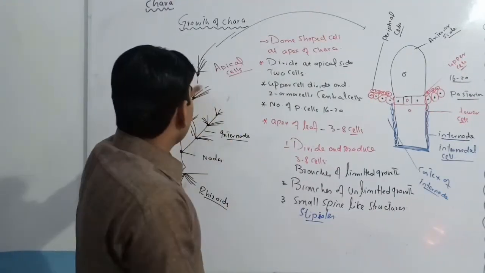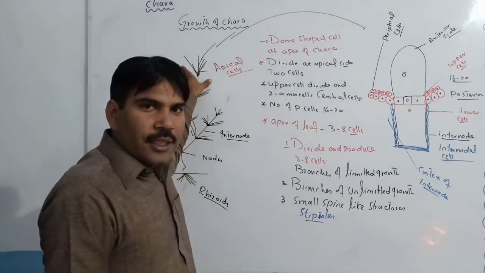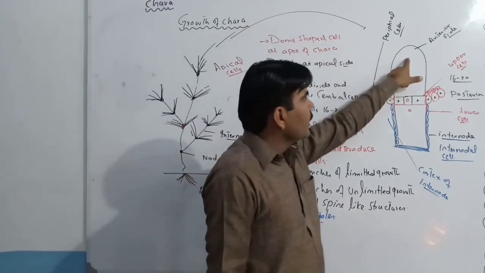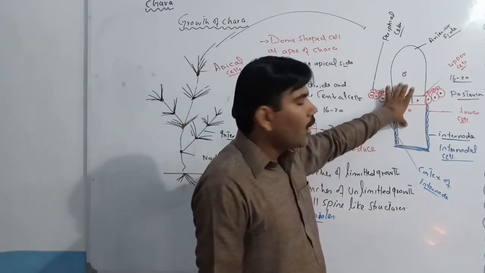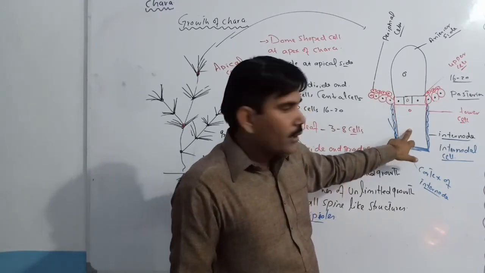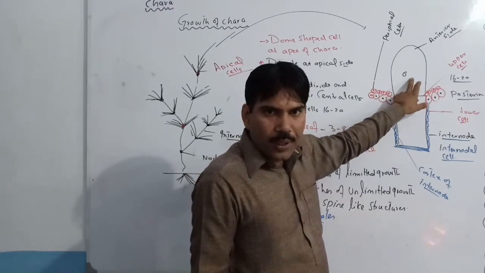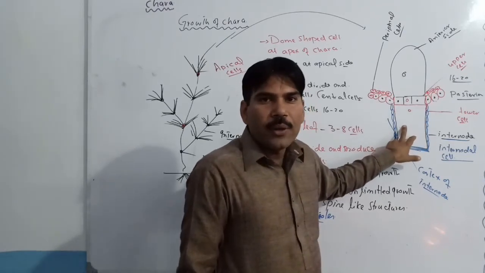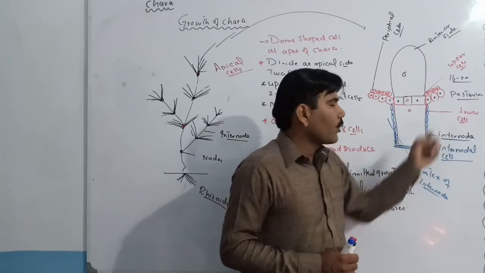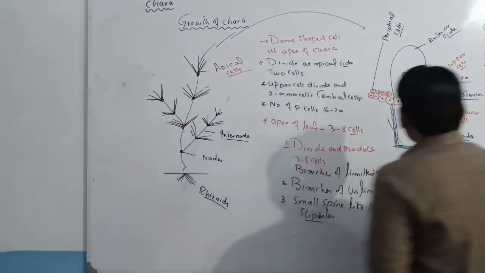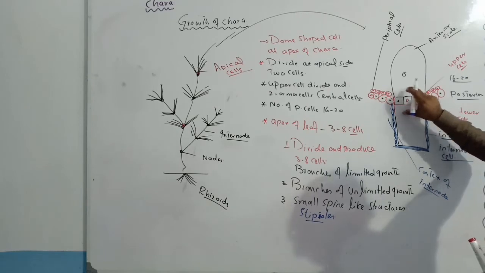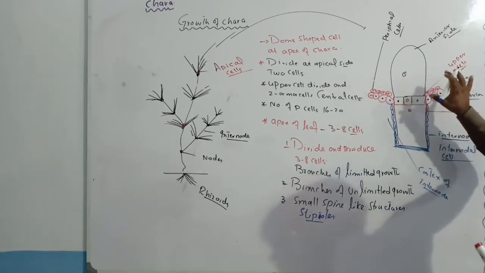I repeat it. The apical cell which is present at the top of the chara, which is dome shaped like this, divides and produces two cells. One is the upper cell and the second is the lower cell. The division will occur in the upper cell. The lower cell will not divide. It can only elongate and produce a structure which is known as the internode. The upper cell will divide and produce 2 or more central cells and 16 to 20 peripheral cells.